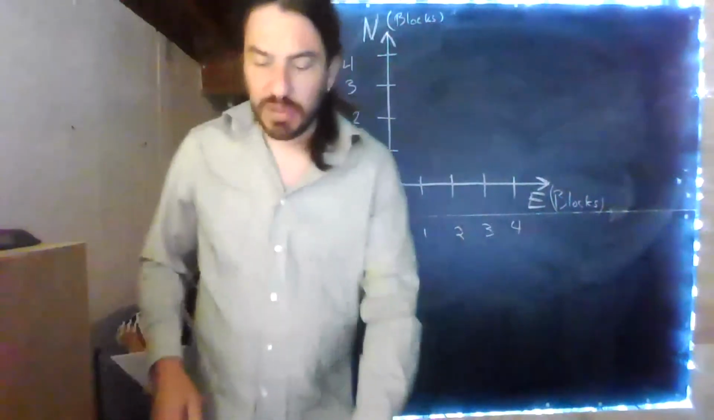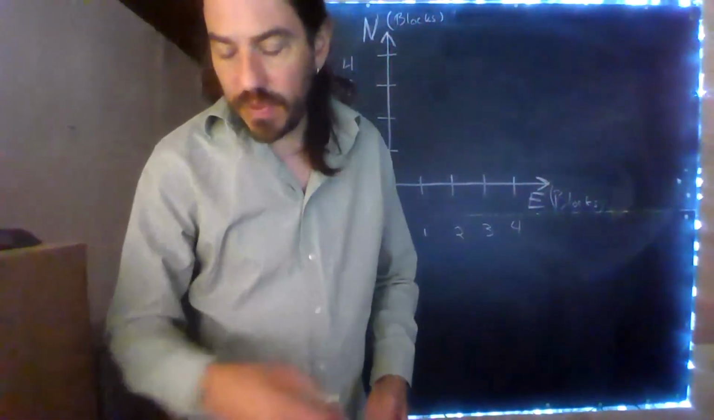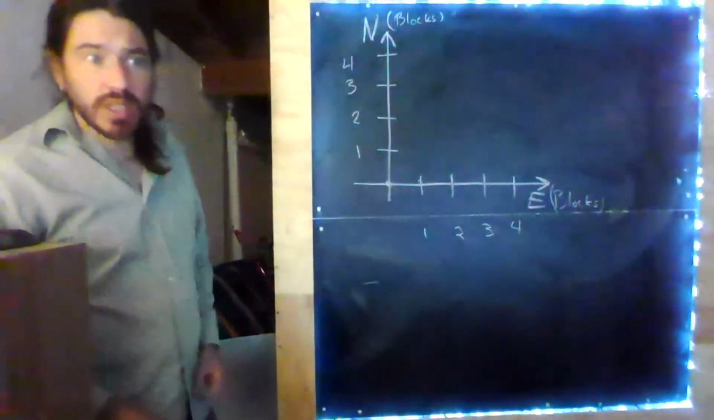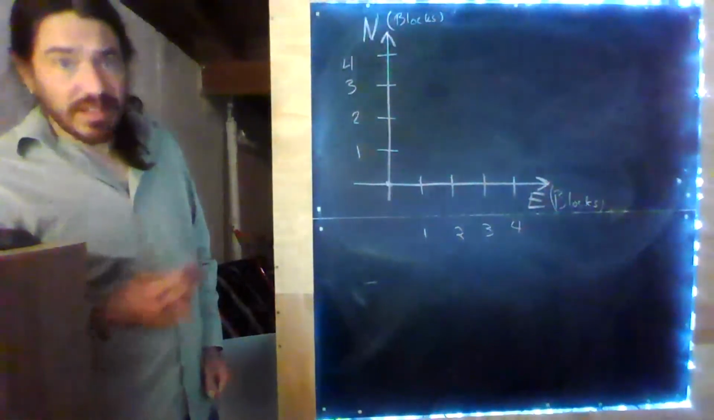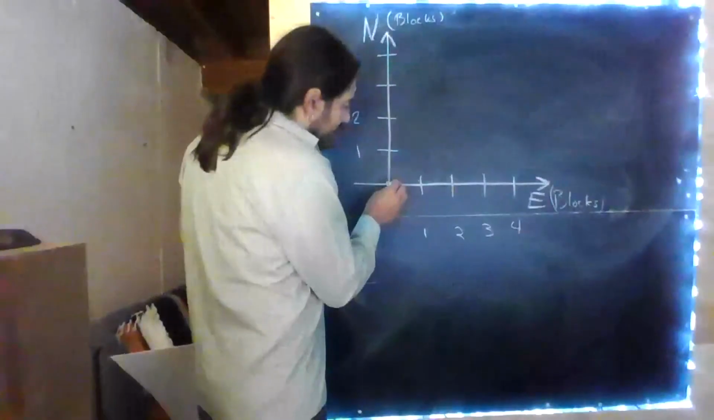Okay, what was her displacement? Well, first, let's draw her, well, these are really 2 displacements. First, she walked 3 blocks east. So let's draw the path that she traveled on first. So first, she walked 3 blocks east. That's going to look like this.